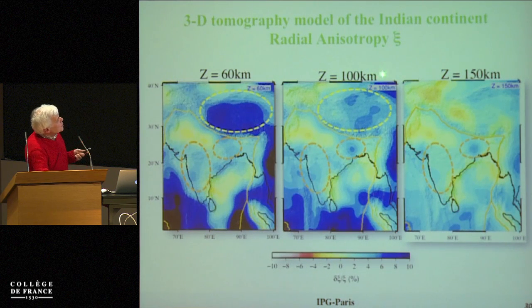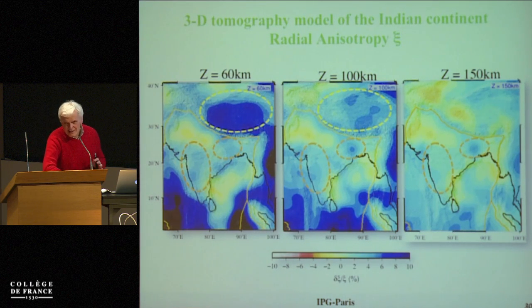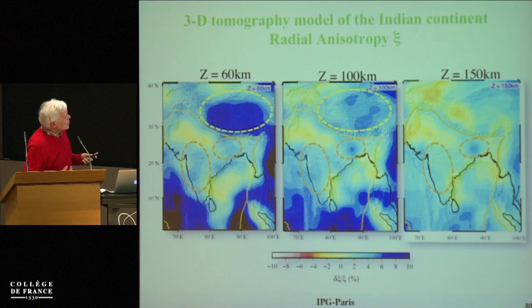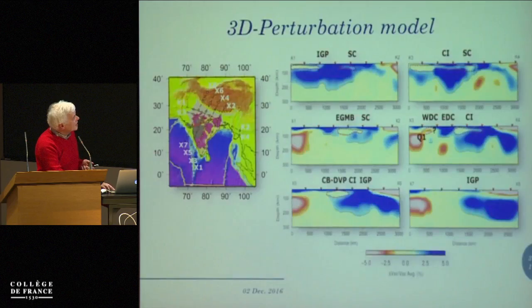The results on radial anisotropy were a bit disappointing, because what we found is that radial anisotropy is very strong in Tibet, but in most parts of India it is quite small. We emphasize here some areas where we have a maximum of radial anisotropy, but basically it's always between -2% and 3%. So to be honest, it's not so well resolved, and radial anisotropy was not so interesting for investigating the Indian continent.